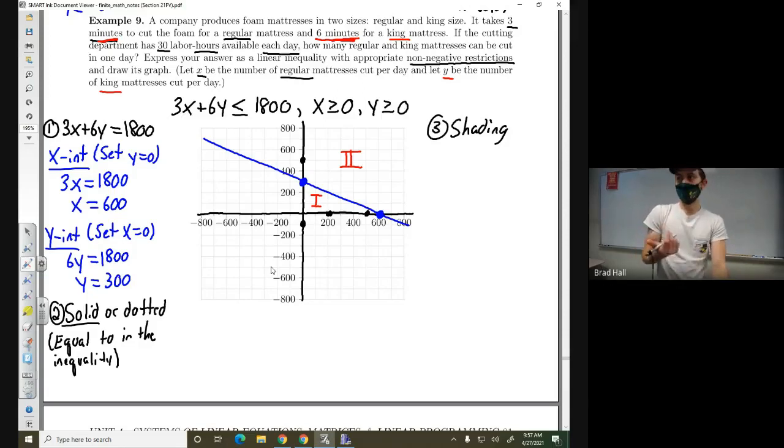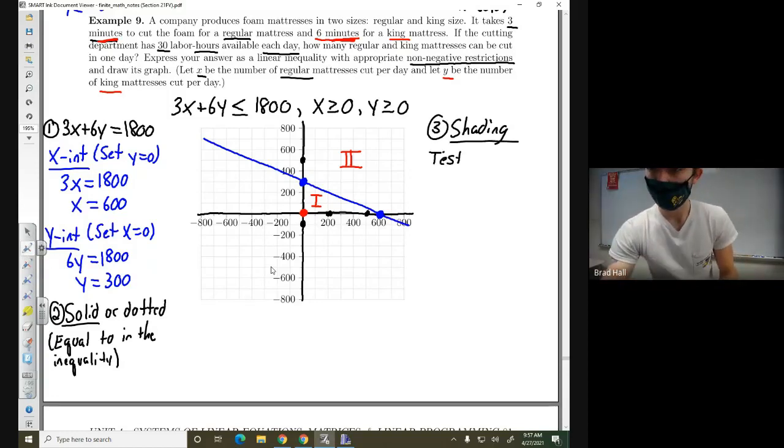Well, we could pick a test point. Of course, 0, 0. I'll draw 0, 0 right there in red, right in the center. So if 0, 0 satisfies the inequality, we shade the region that touches that point. If we test 0, 0 and it fails the inequality, we shade away from that point. We shade the other region. So we test 0, 0.